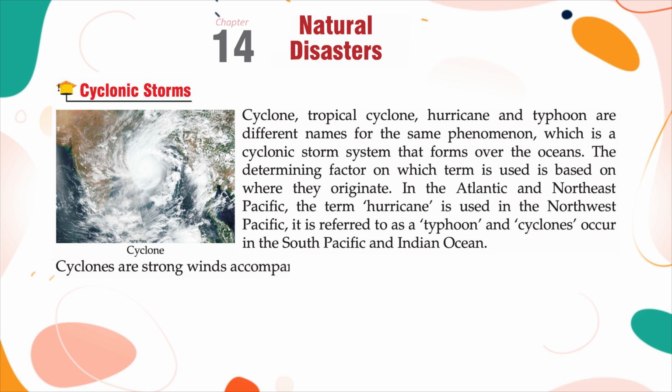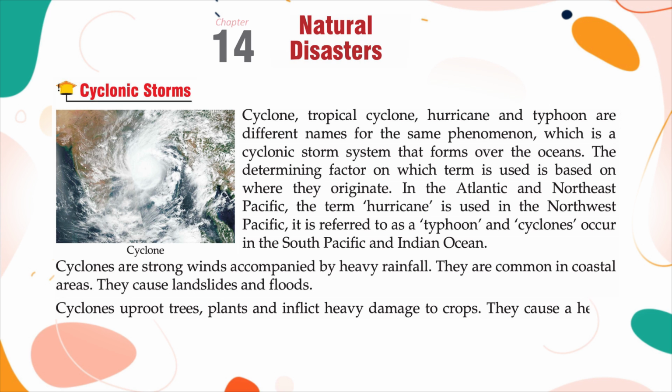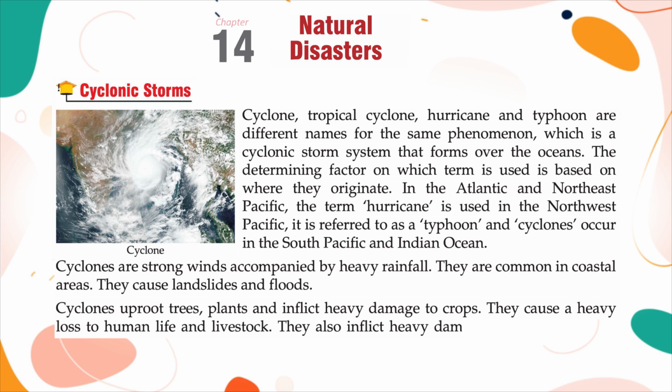Cyclones are strong winds accompanied by heavy rainfall. They are common in coastal areas. They cause landslides and floods. Cyclones uproot trees and plants, and inflict heavy damage to crops. They cause a heavy loss to human life and livestock. They also inflict heavy damage to ships, boats, and port infrastructure.